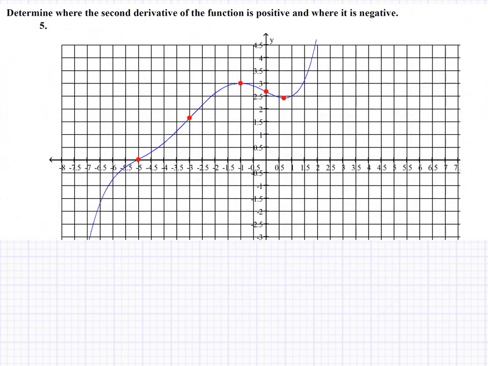Okay, so for this function, it says determine where the second derivative of the function is positive or negative. Now, second derivative has to do with concavity. Concave down versus concave up. Concave down, the second derivative is negative. Concave up, the second derivative is positive. So, if you look at this, follow this as we go left to right. We're starting here. We're curving on a downward trend. So from there to there, our second derivative would be negative.